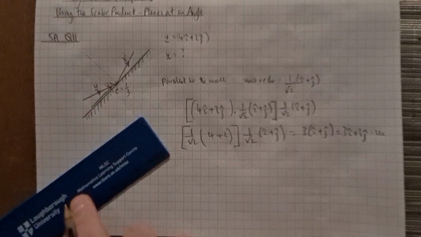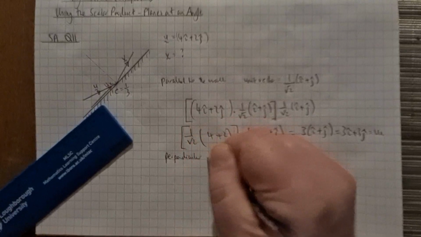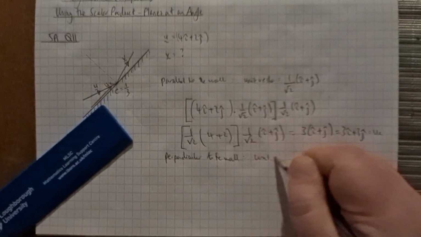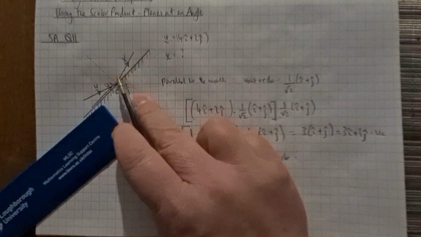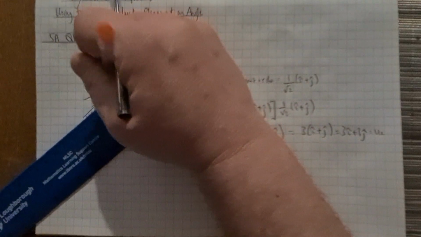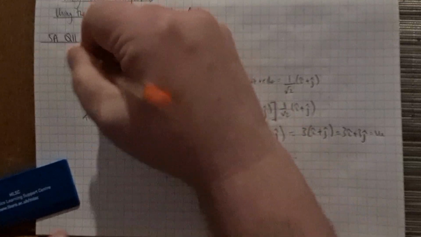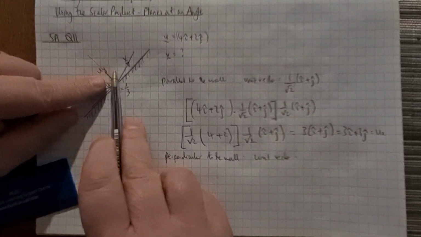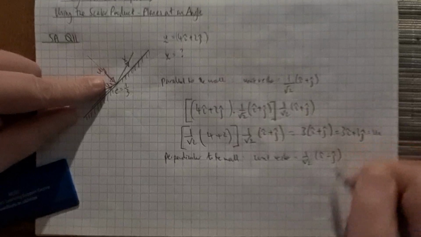Now the other important one to look at is perpendicular to the wall. The unit vector perpendicular to the wall in this case, because it's travelling in this direction, if I call that uy, the unit vector in that direction is going to be 1 over root 2 of i minus j.